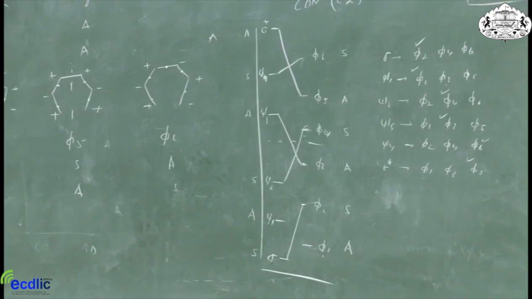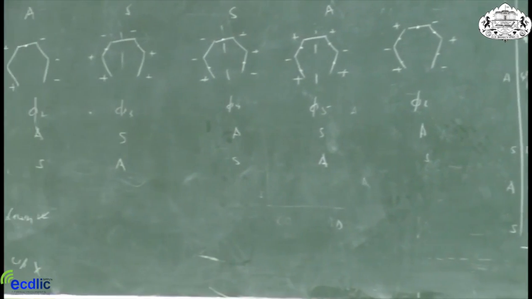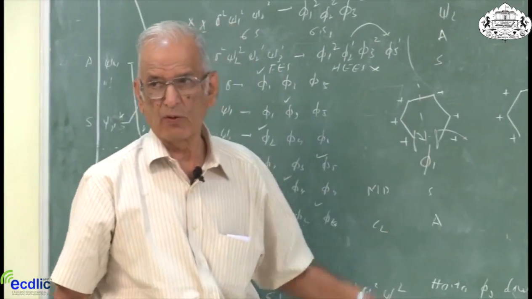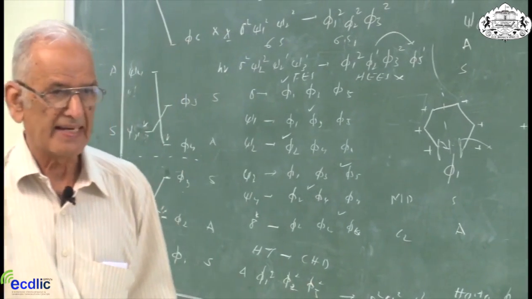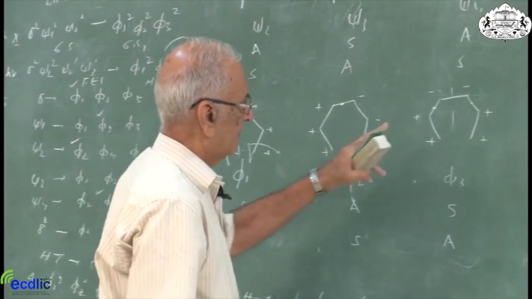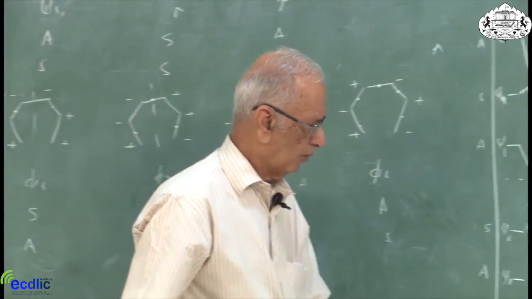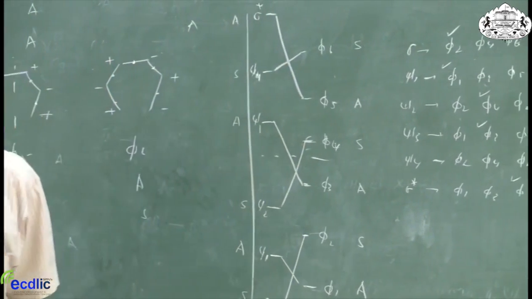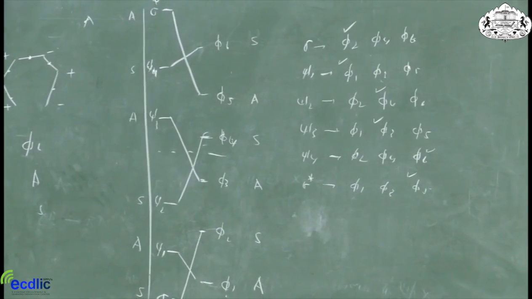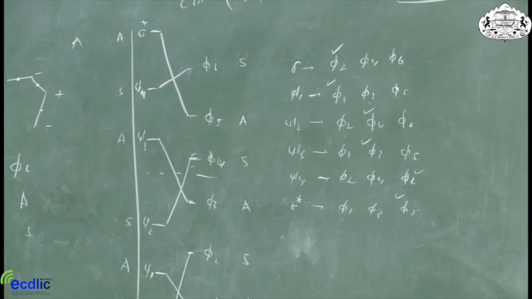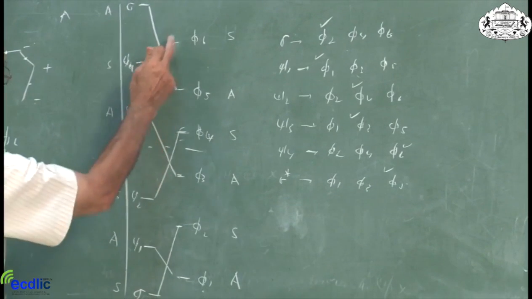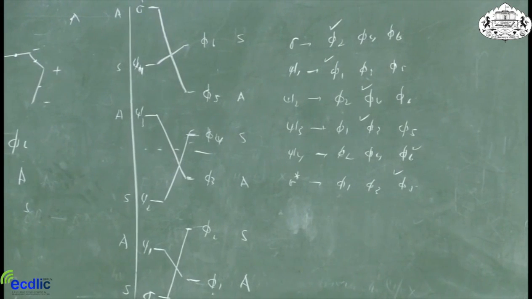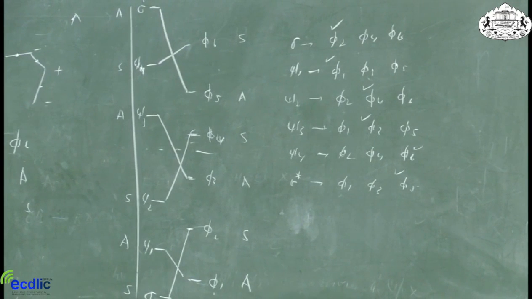What do I see when I make the conrotatory process? Plus will go here, plus will go outside. Therefore, it will give me anti-bonding. Therefore, 1, 3 and 5 will go upwards, and 2, 4 and 6 will go downwards. So, in our picture, we have made no mistake in joining. Okay.